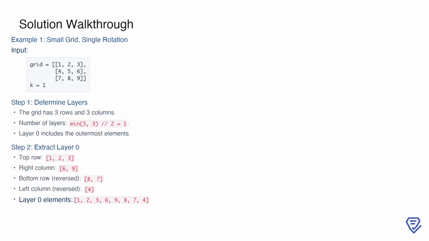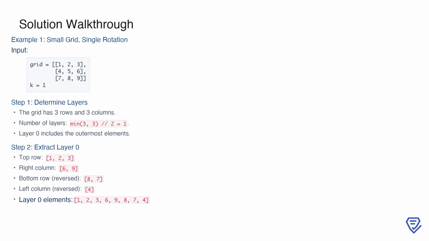To begin, we are given a 3x3 grid and the task is to rotate it cyclically by one step. First, we need to determine the number of layers in the grid. A layer is essentially a concentric ring of elements starting from the outermost edge. The number of layers in a grid is determined as the smaller of the number of rows or columns divided by 2. For this 3x3 grid, there is only one layer, which is the outermost layer.